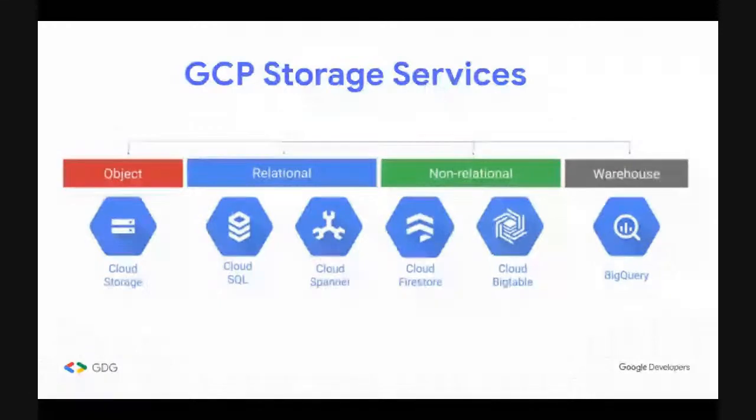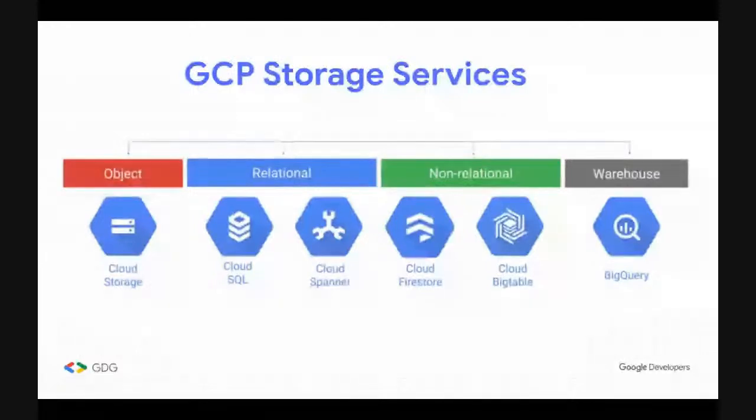So this table shows the storage and database services and highlights the storage service type: relational, non-relational, object, and data warehouse. Like you can see, BigQuery is also listed here because it sits on the edge between data storage and data processing. You can store data in BigQuery, but the intended use for BigQuery is big data analysis and interactive querying, but we will not be talking about it today.